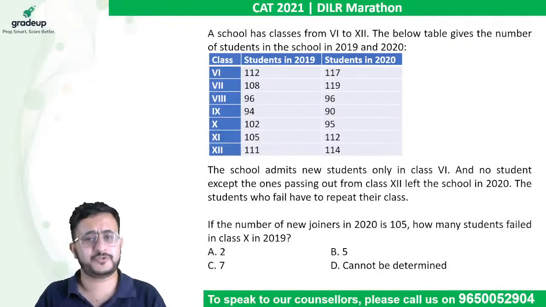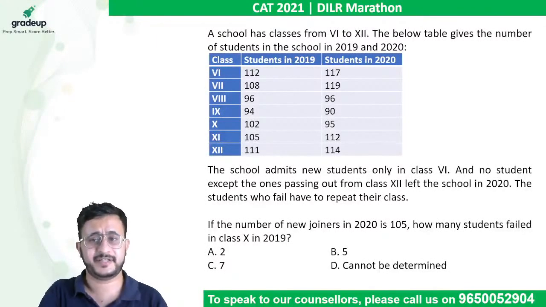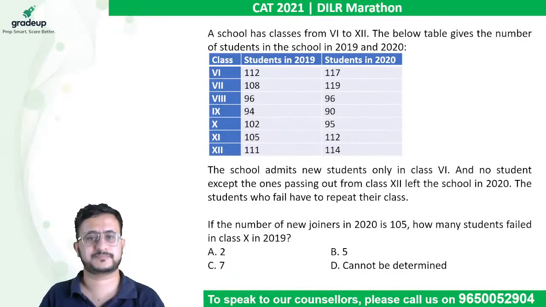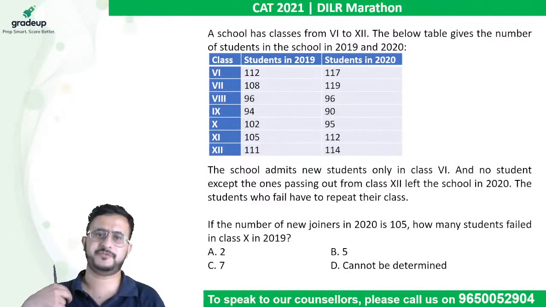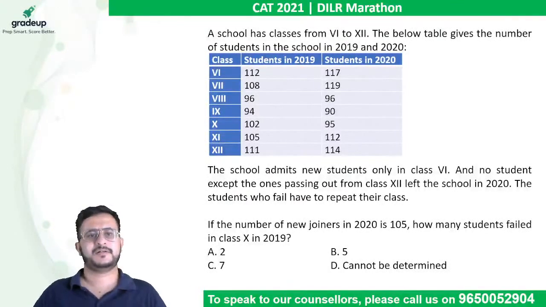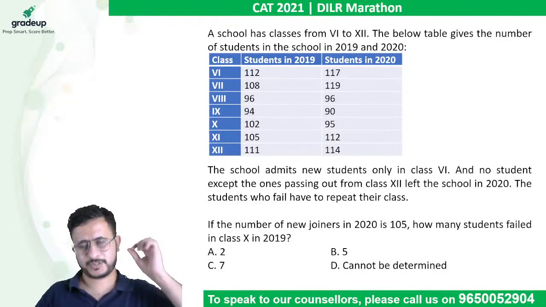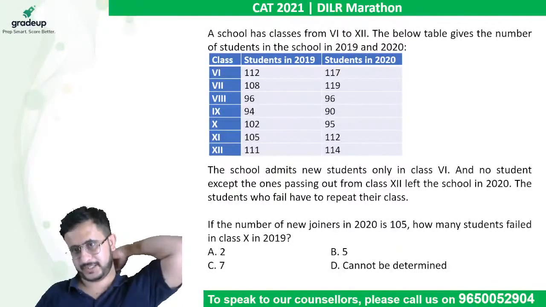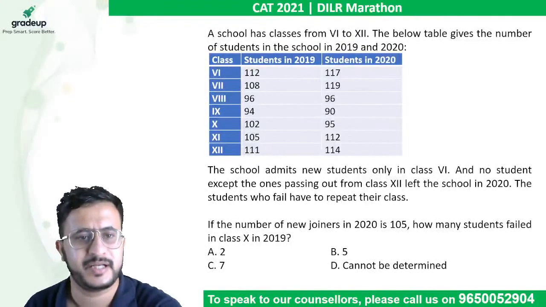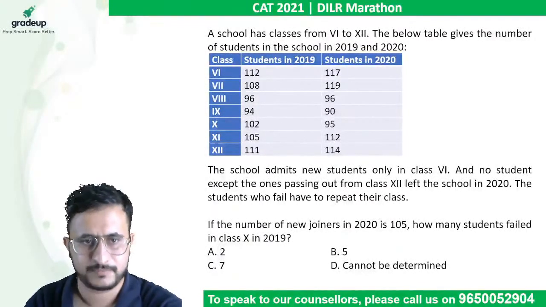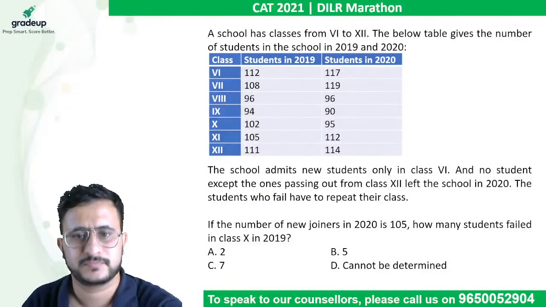It says that if the number of new joiners in 2020 is 105, how many students failed in class 10th in 2019? Now this is a chain that you have to develop and find. So new joiners are 105. 105 people joined in 2020 and you have to tell how many students failed in 2019 in class 10th.